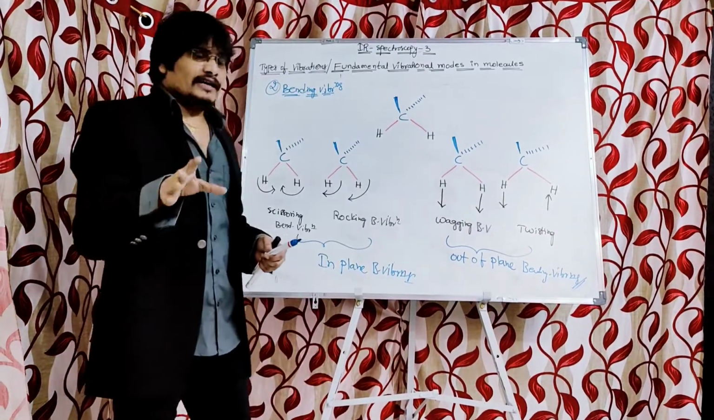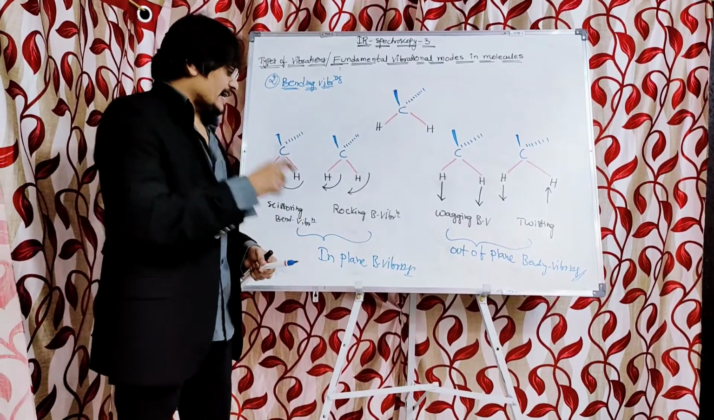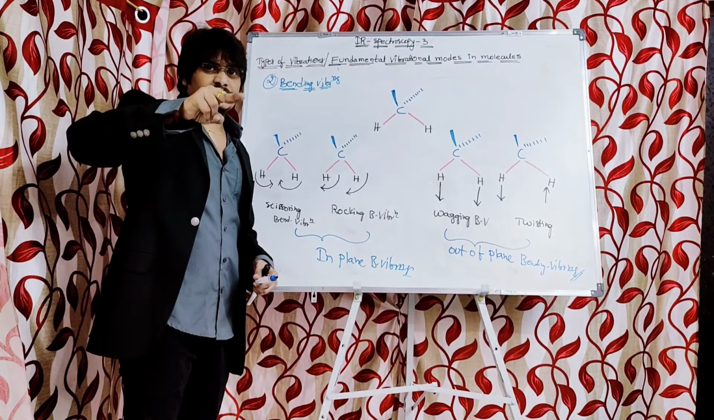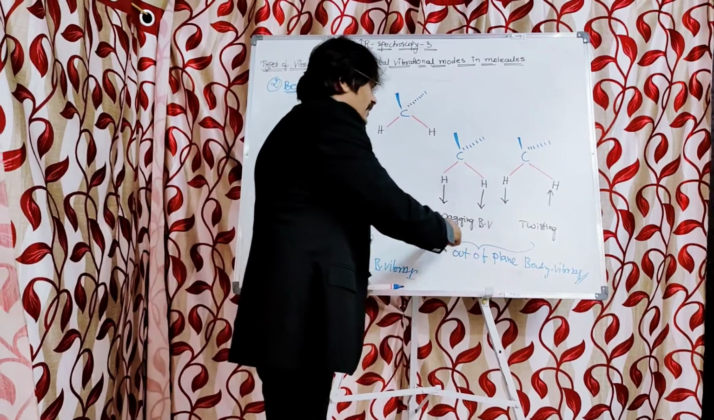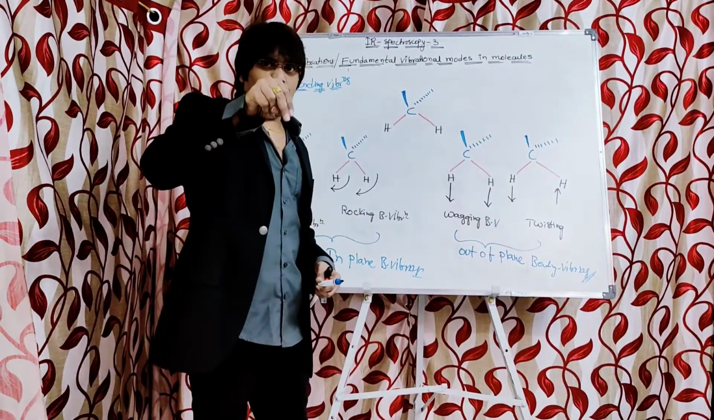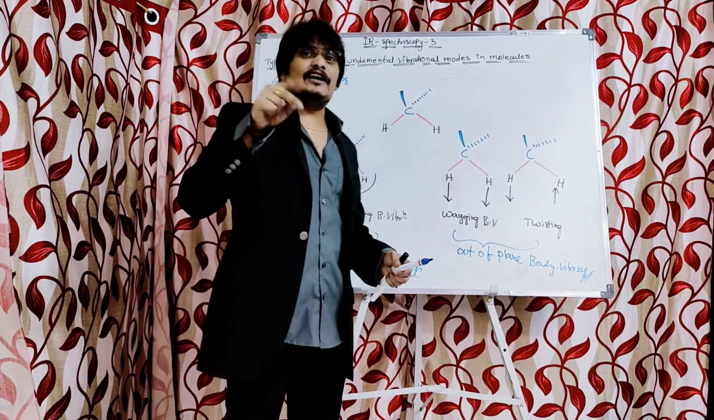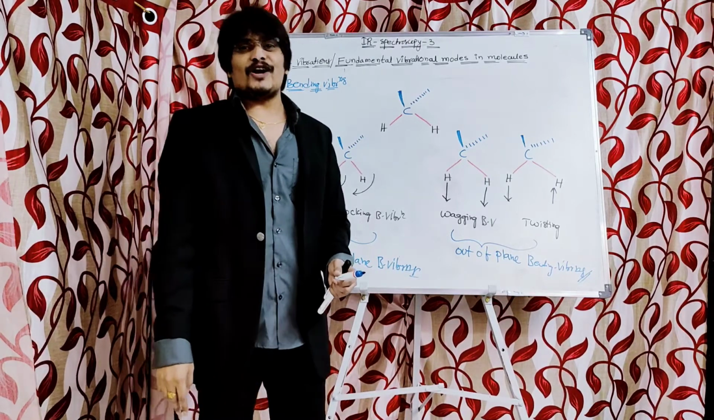Out of these four, scissoring and rocking bending vibrations come under the category of in-plane bending vibrations because there is no change in the plane during scissoring or rocking. Whereas in the case of wagging and twisting, there is a change in the plane. So that is the reason they are called out-of-plane bending vibrations. I hope you understood this concept.